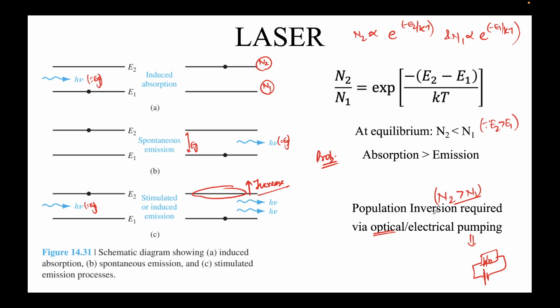Because ordinarily, please remember, because the system will want to be in the state of lowermost energy, N2 will always be less than N1 at equilibrium. So we have to disturb this equilibrium either by optical means, that is by shining light, so that electrons get concentration increase in the conduction band, or by electrical pumping. That means you inject electrons and holes, right? So that is a prerequisite step for a laser, for a stimulated emission process. That is necessary but not sufficient.